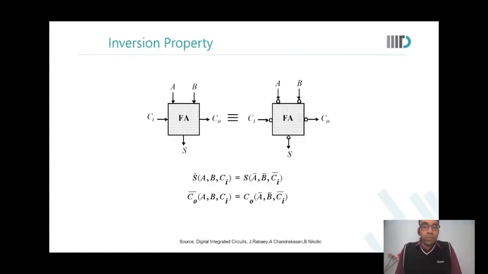So what is also important to see is that if you have an adder, then you could also have an inverted adder. What has happened over here? You have a full adder. Over here you have inverted all the inputs, and your outputs will also be inverted. So S bar of A B C I is equal to sum of A bar B bar C I bar, and so on.